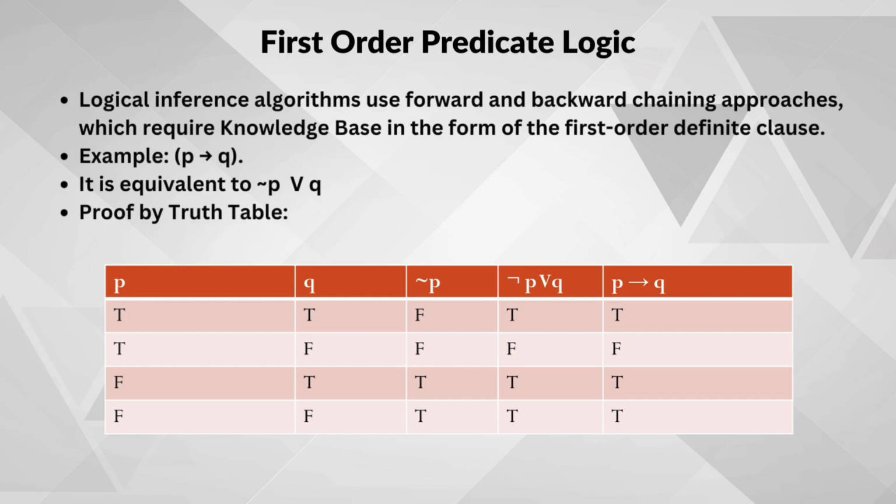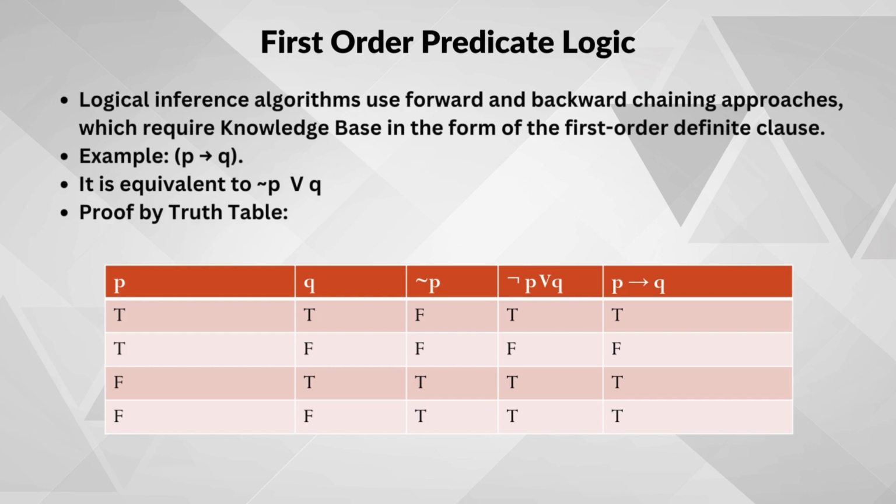Imagine you are solving a puzzle and you need to follow certain rules to get the right answer. That is exactly what logical inference does. It is like solving puzzles using the rules. We have two methods for this, backward chaining and forward chaining. Now, let us jump into the example.